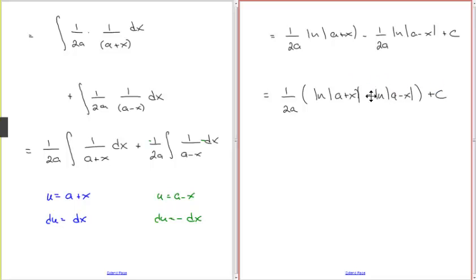And anytime you have natural logs that are subtracted from each other, you can rewrite that as a quotient. So you'd have 1 over 2a times the natural log of the absolute value. So we take the absolute value of everything. So we would get a plus x in the numerator, and then we have a minus x in the denominator. And so that is our answer. So that's how that one works.